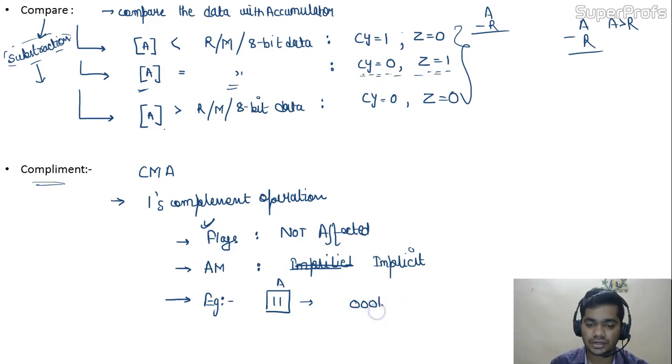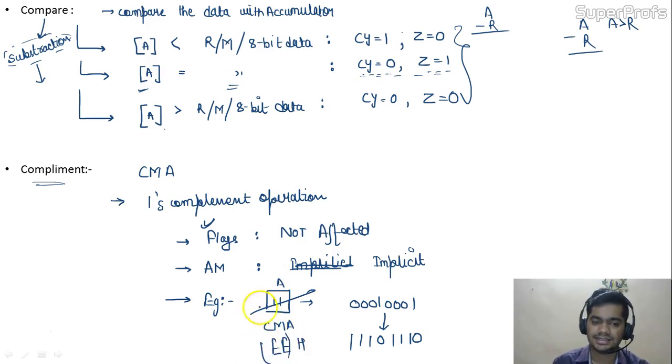We know the shortcut. This is the binary equivalent, and if this instruction CMA is present, we are going to take its 1's complement. To take the ones complement of this binary number, we just reverse the bits, that is 1 1 1 0 1 1 1 0. So the data that would be stored in the accumulator would be EEH. Okay, so you are able to understand what is the compare operation and what is complement.